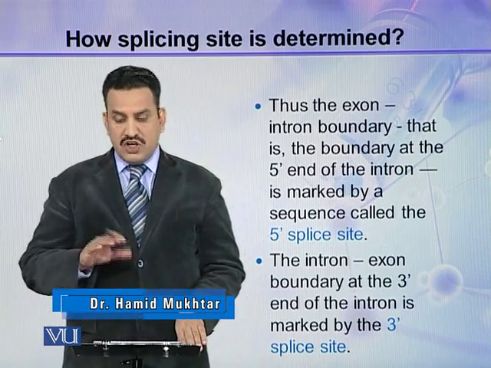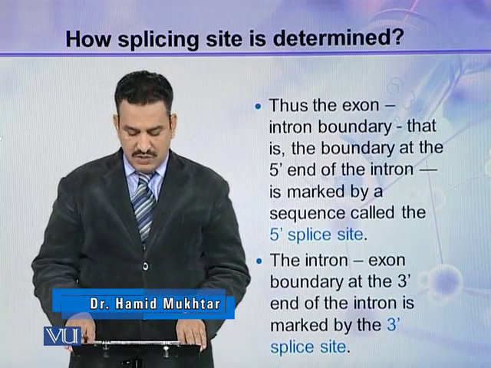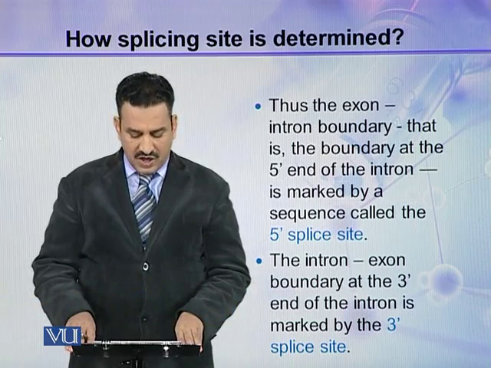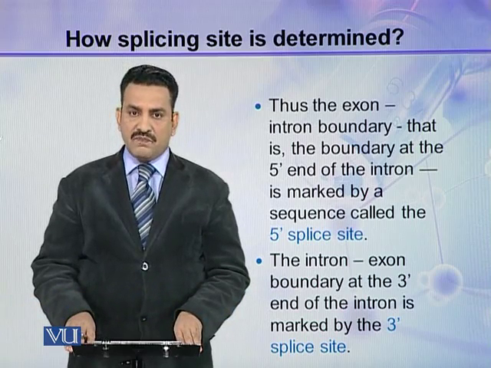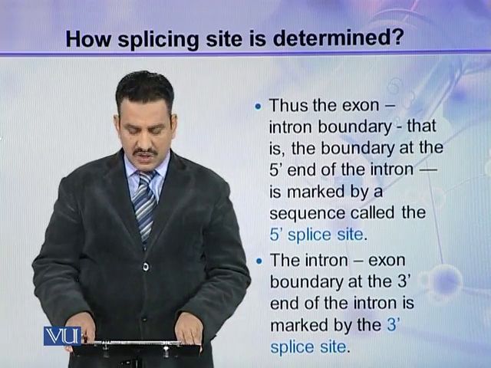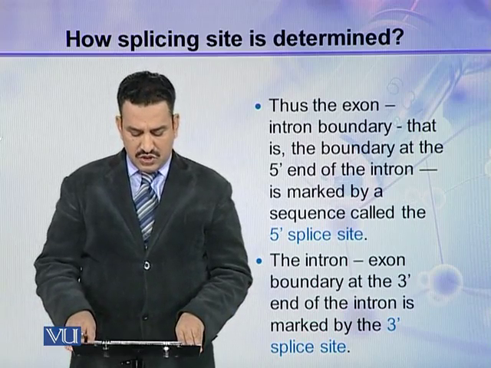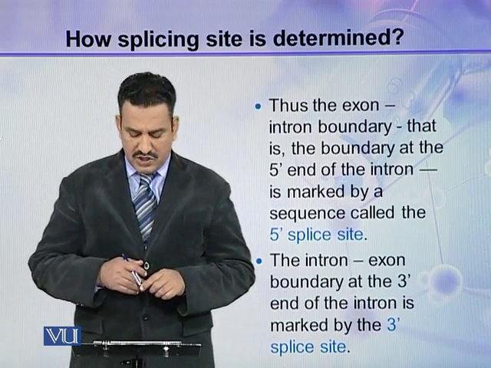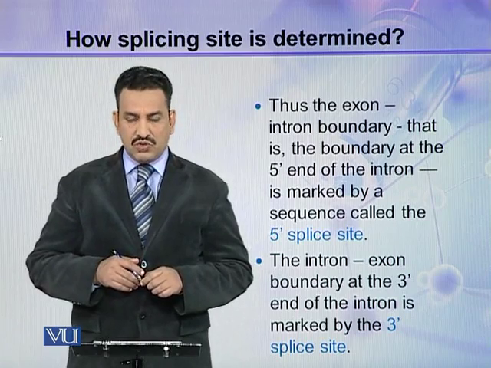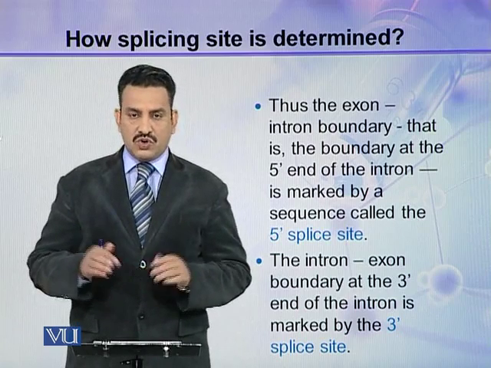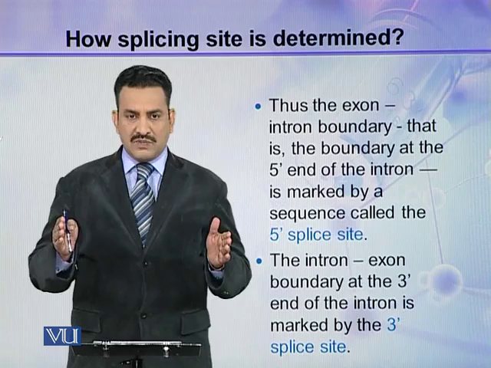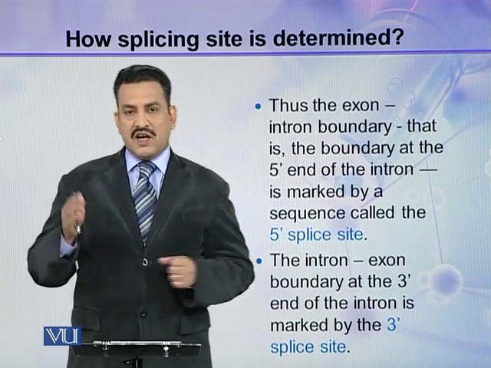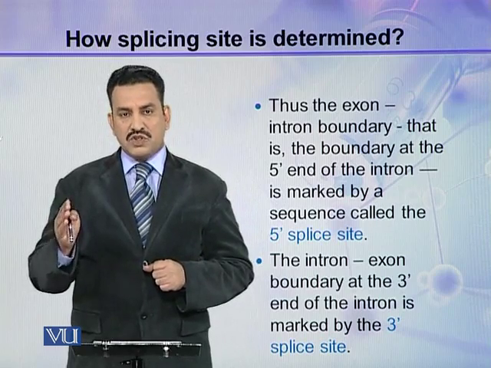Thus, the exon-intron boundary, that is the boundary at the 5' end of the intron, is marked by a sequence called the 5' splice sequence or splice site. The intron-exon boundary at the 3' end of the intron is marked by the 3' splice sites. So there are two types of splice sites. One is 5' splice site and the other one is 3' splice site.